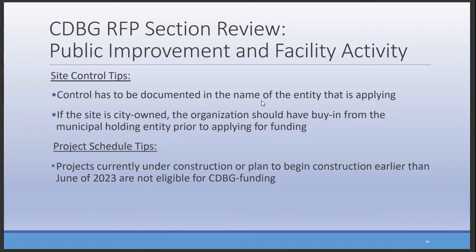If the site is city-owned, the organization should have buy-in from the holding entity ASAP. If you have not reached out to the city holding entity about your project, it may be too late for you to apply for funding. CDA wants to see at least some constructive interactions with them regarding the project. Be sure to summarize those conversations you have had in the proposal. When creating your project schedule, be mindful that projects that are currently under construction or plan to begin construction earlier than June of 2023 are not eligible for CDBG funding.